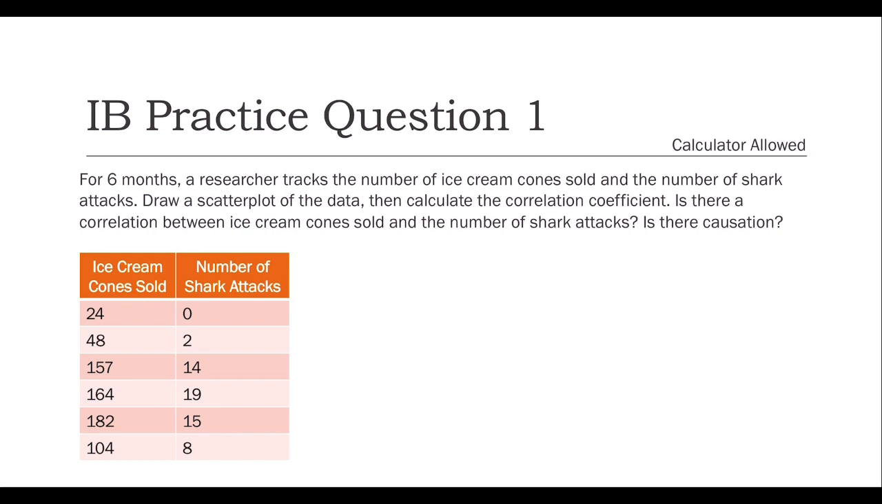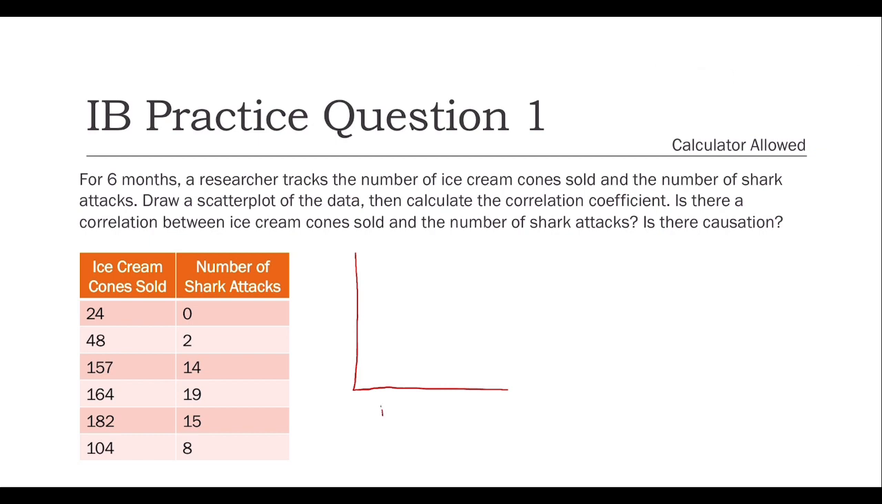So here we have our first IB practice question where the calculator is allowed. It says, for 6 months, a researcher tracks the number of ice cream cones sold and the number of shark attacks. Draw a scatter plot of the data, then calculate the correlation coefficient. Is there a correlation between ice cream cones sold and the number of shark attacks? Is there causation? So we'll draw our scatter plot.